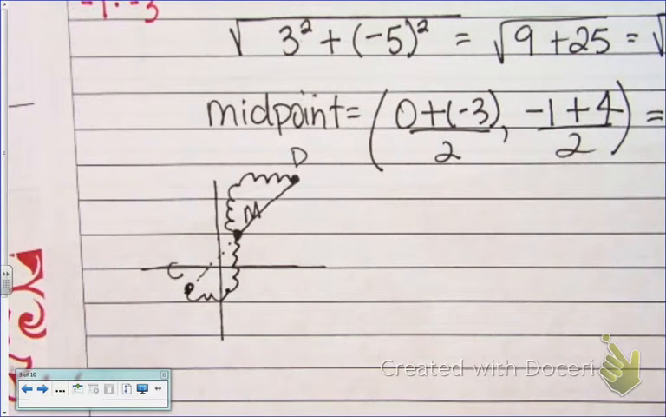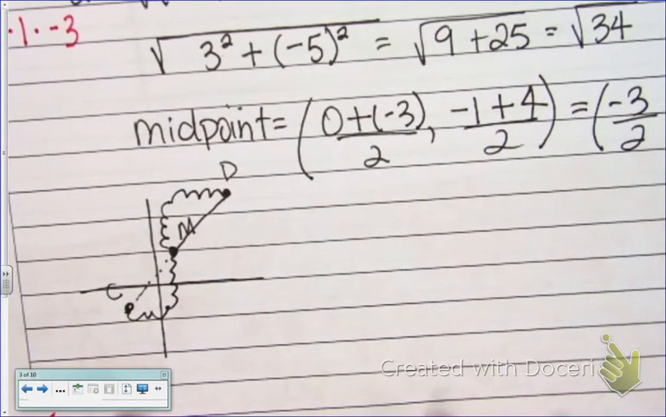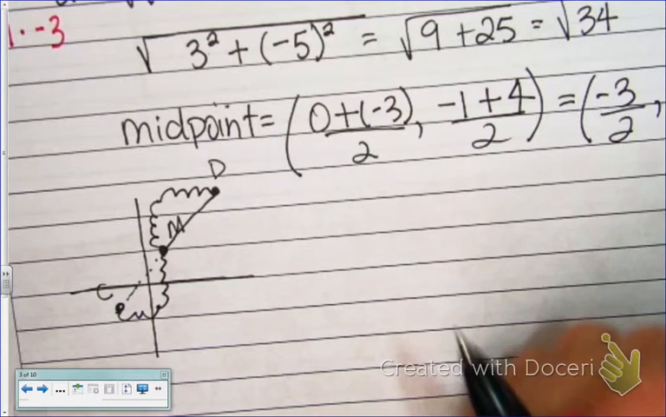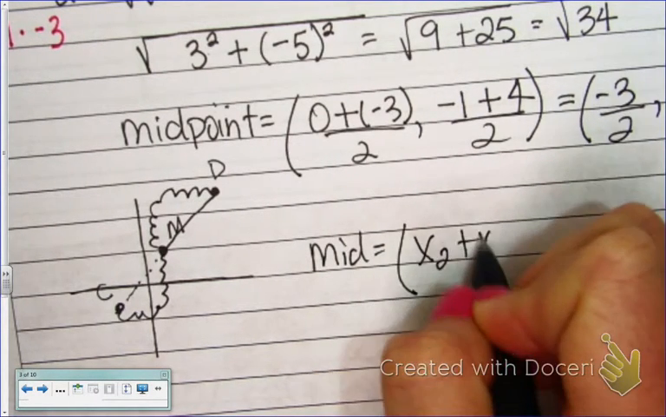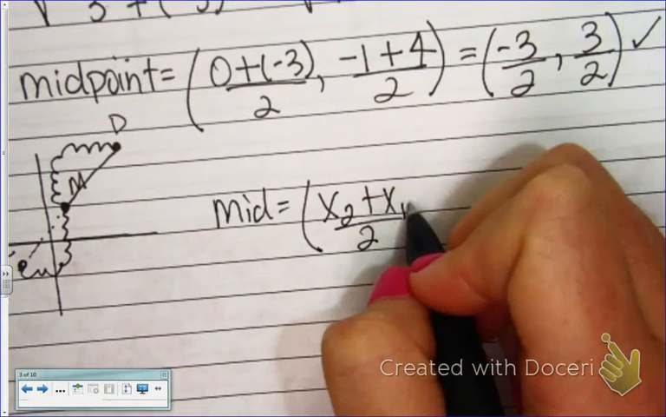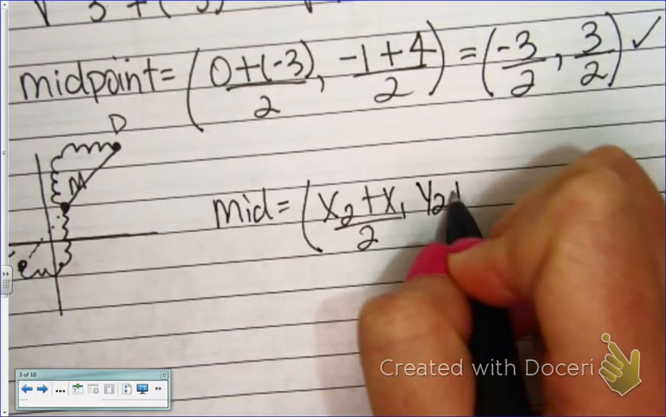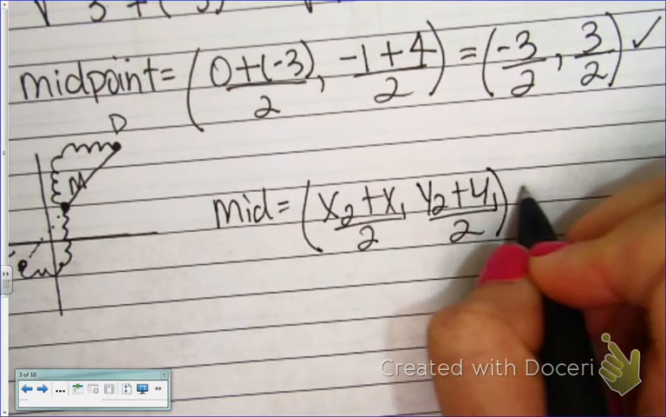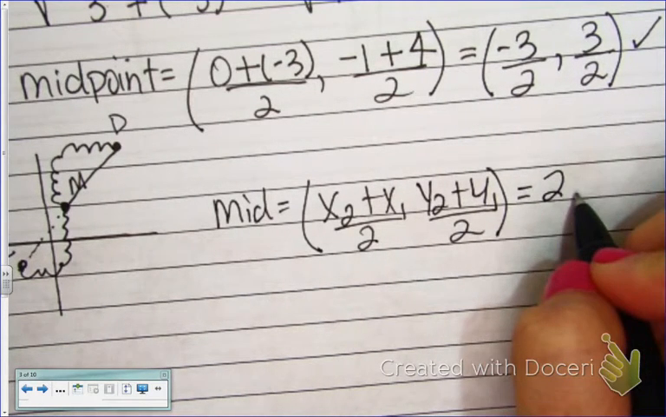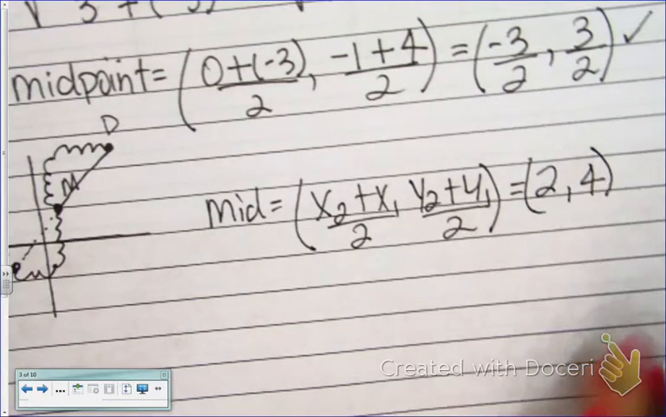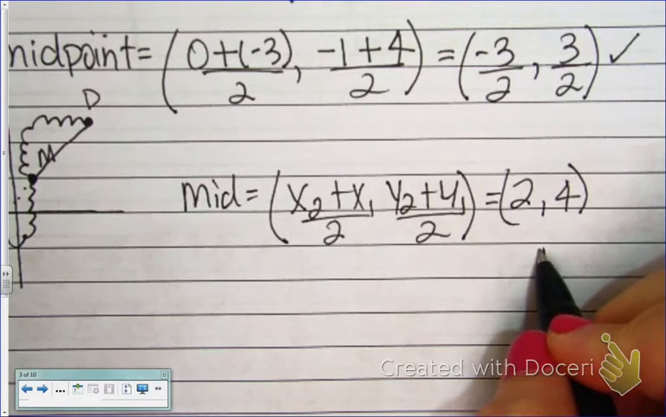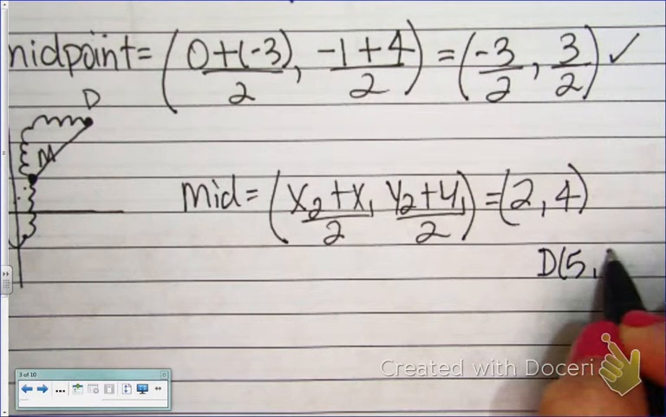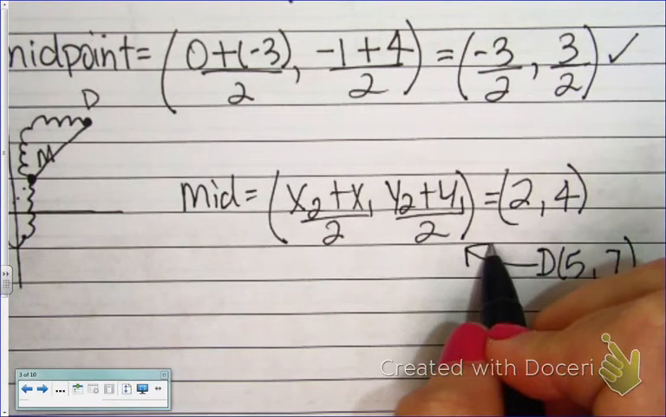But you're not always going to have a piece of graph paper. So with that said, I wanted to go ahead and show you how to do this without using your graph paper. Okay. Now we said our midpoint formula is our x2 plus our x1 divided by 2, and then we have our y2 plus our y1 divided by 2. Now we already know what the midpoint is: 2, 4. So we're going to use one of the points that was given to us, which was our D as 5, 7, and we're going to plug this into our formula.